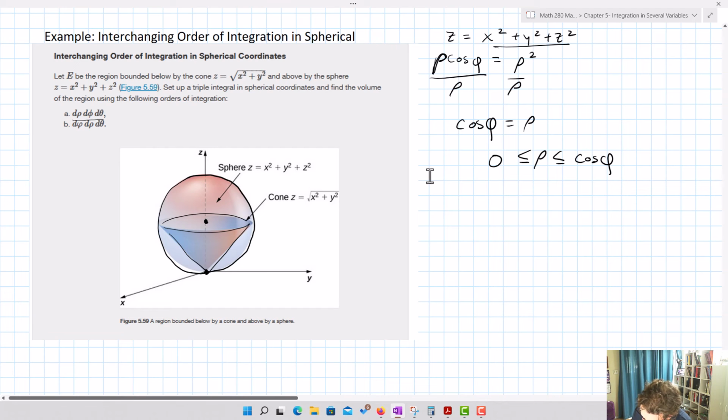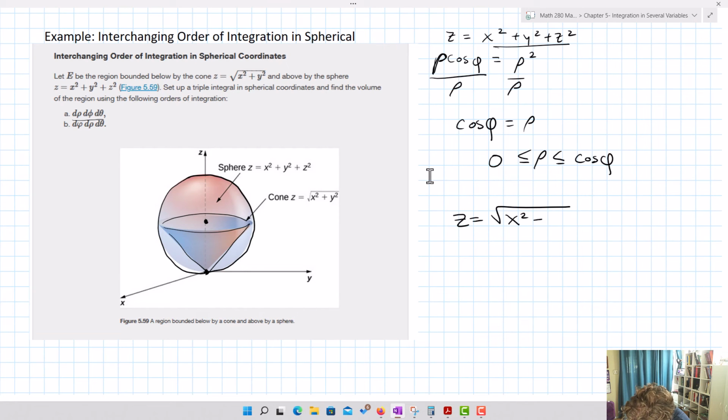Now, our cone, the bottom end of our figure, the ice cream cone under our ice cream, if we look at this, we've got z equals the square root of x squared plus y squared. And if you were paying attention to what we were doing in the last one, you'll notice that z is rho cosine phi, okay? And the square root of x squared plus y squared is 1 times rho sine phi, right?